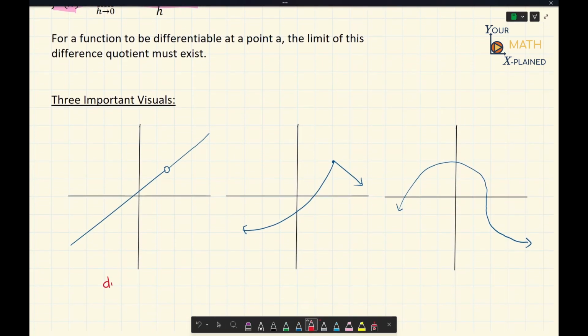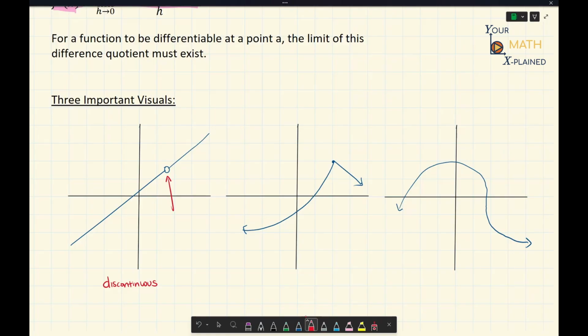Case 1 is when it is discontinuous. So meaning if you need to lift up your pen in order to actually draw this graph, then that means you can't find the derivative there. So here, this function is discontinuous. So the limit part of our definition is going to fall apart. And this works for any discontinuity. So that would be a jump discontinuity, a removable discontinuity, and an infinite discontinuity.